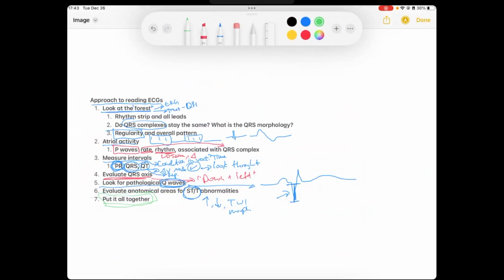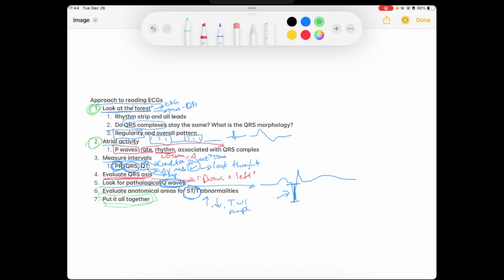And so, as I recap this, we look at the forest and we say, what is the overall gist of this rhythm? What are some things I can start to narrow down my thought process? Is the QRS narrow? Is it taking the highway system, the His-Purkinje system? Are they occurring regularly or are there dropped beats? If so, what does that change in my mind? I look at my atrial activity. I look at the morphology of the P waves to see, are they coming from the sinus node or are they coming from somewhere else? Do they even exist? How's my sinus node functioning at the get-go? Or is there atrial fibrillation or flutter?